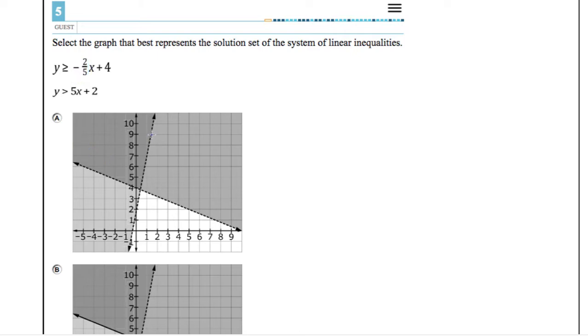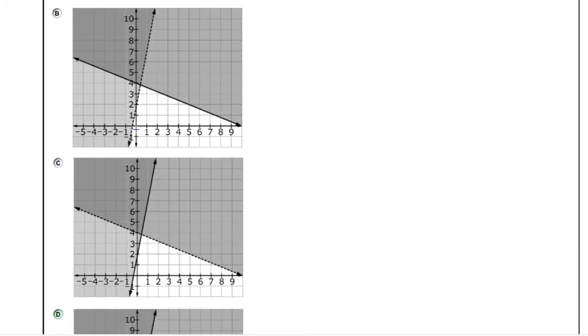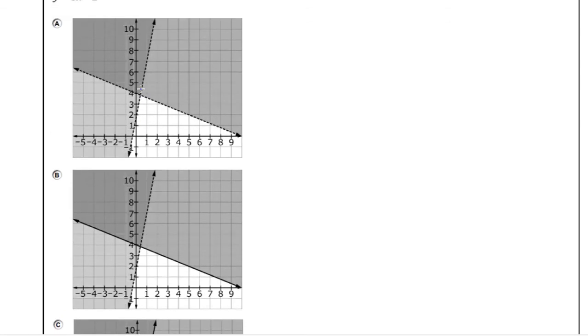So just being able to distinguish them, this says it's always greater than that negative 2/5, so the shaded part needs to be above. This is also greater than, so the greater than means that the shaded part should be above. You're just looking for the graph that matches it correctly. Since these are both greater thans, both of them need to be shaded above the line. And you can see that the difference between these graphs is dashed versus solid.